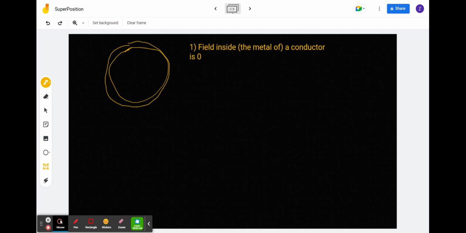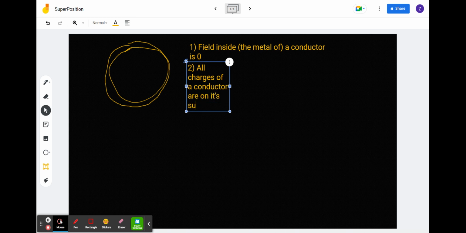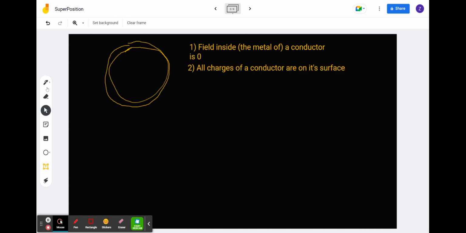And if the field is zero, the second thing, as a consequence of that, using Gauss's law, is that all charges of a conductor are on its surface, either the inner or the outer. In this case, because it's a shell, it could be on this inner surface, or it could be on this outer surface. And the reason for that is that if the field inside a conductor is zero, and we draw a small Gaussian surface inside, the charge enclosed should also be zero because the field is zero. Therefore, all the charges must be on its surface.